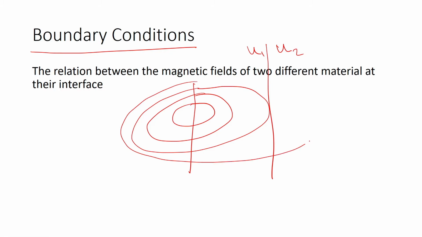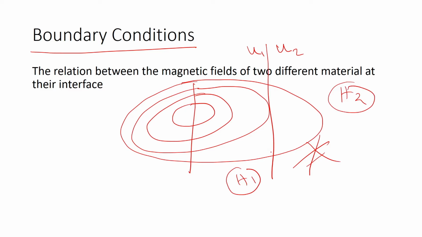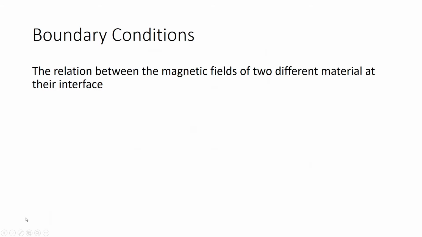Again, because of this, the magnetic field intensity inside this would not be the same as the magnetic field intensity inside medium 1. But using the formulas and concepts which we have discussed till now, we may try to establish a relationship between this H1 and this H2, and this study is named boundary conditions. Right? So let us move on.